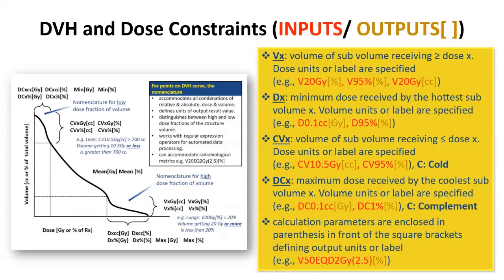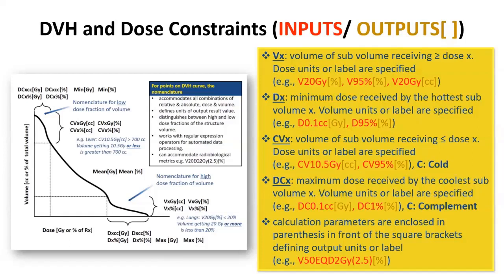So DX: the minimum dose received by the hottest subvolume X. Volume units or label are specified. Example, D0.1 cc in gray or D95% in percentage. So I need at least 95% of the volume to be covered by 95% of the prescription dose.